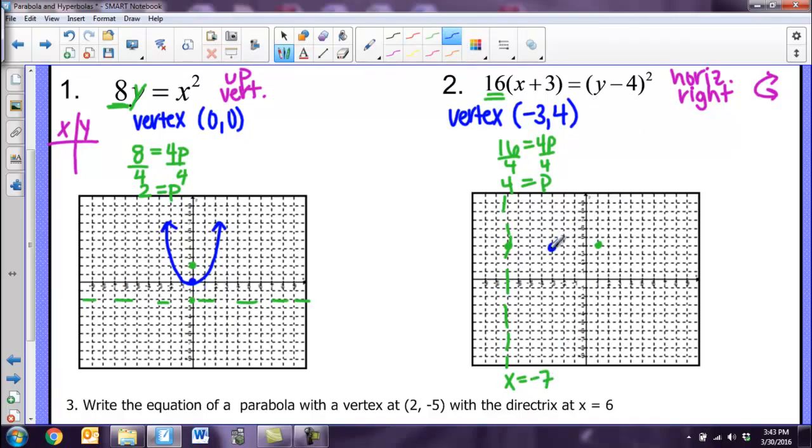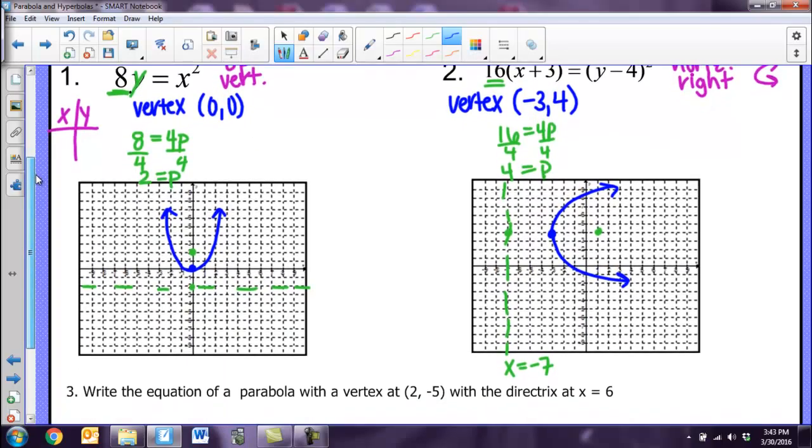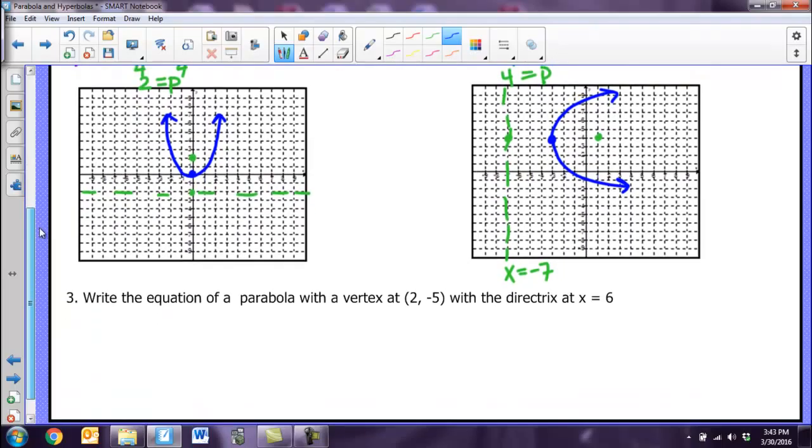Okay, and then I go ahead and I graph my parabola. And again, you could plot points if you wanted to. This one's kind of weird because you'd get 2 x's for every y. But, you know, it works. Actually, 2 y's for every x. I don't know what's going on. Okay, so that's how you graph a parabola.